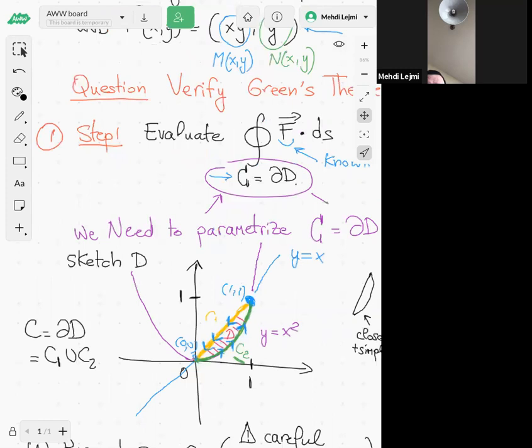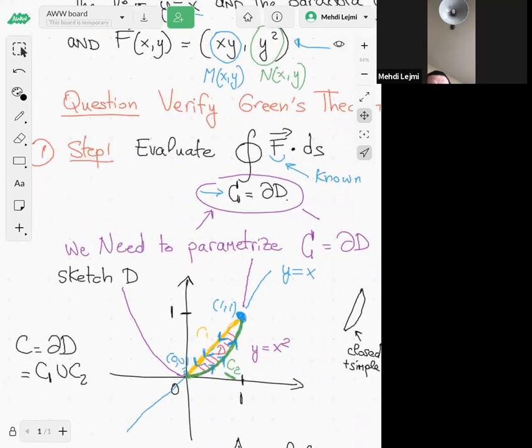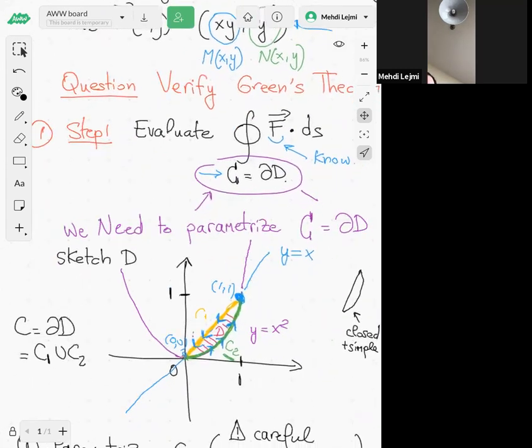So in step one, we wanted to verify Green's theorem. We had to evaluate this vector line integral along the boundary of D, so we had to parameterize the boundary of D. That's the main thing to do here in the first step.